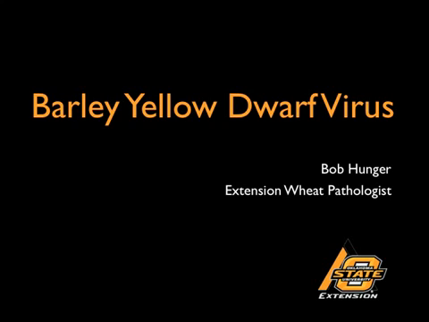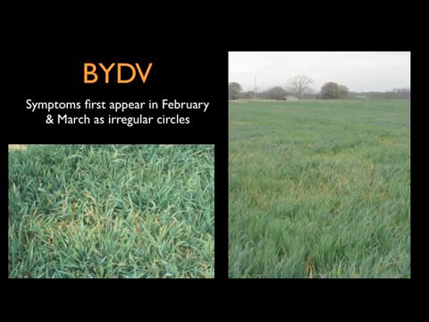This is Bob Hunger, the Extension Wheat Pathologist at Oklahoma State University, and I'm here today to talk to you a little bit about Barley yellow dwarf virus and the problems it causes on wheat in Oklahoma.